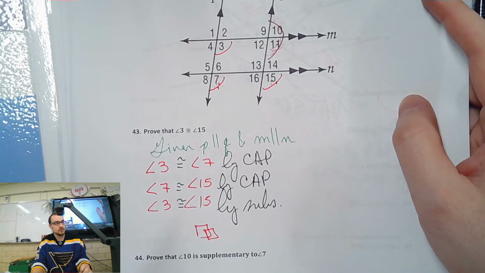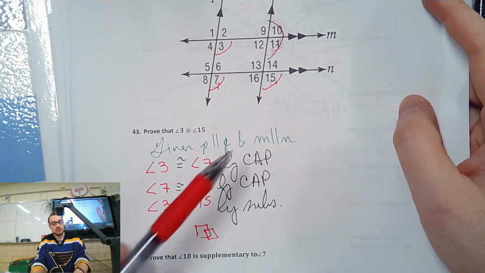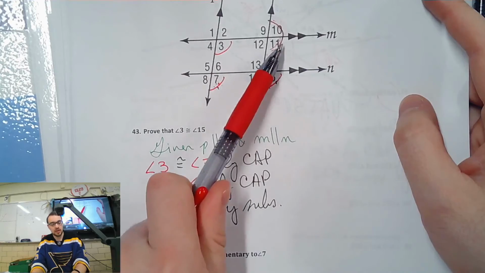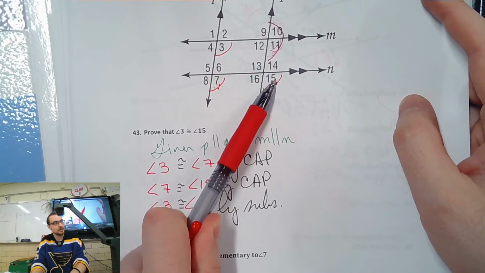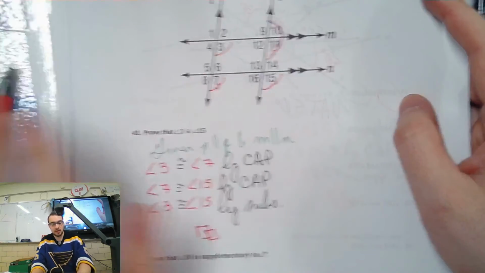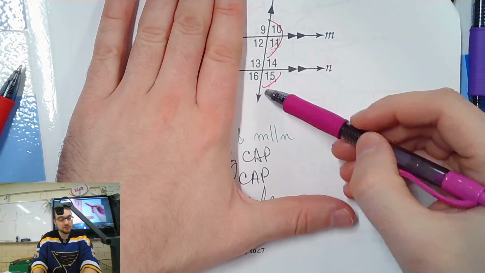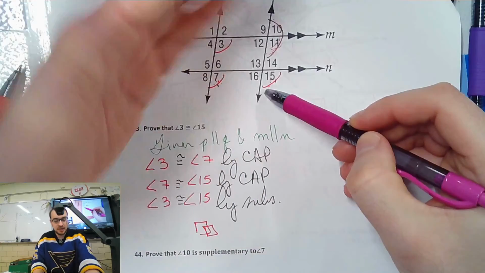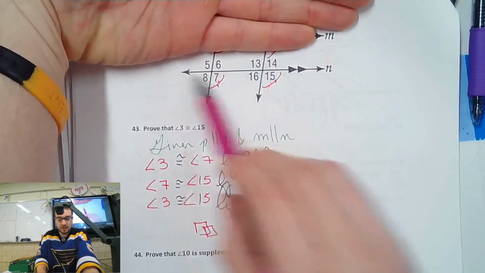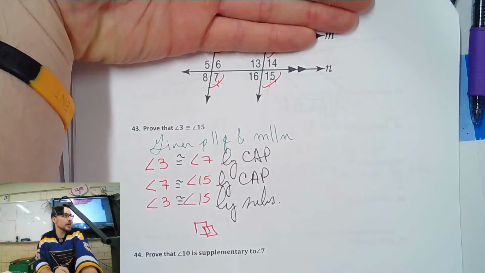What does CAP stand for? Corresponding angles postulate. Corresponding angles, right? Same location, top or bottom right, bottom right. It only works when the lines are parallel. Notice that we have two parallel lines here cut by a transversal, which means 11 and 15 will be the same, right? Here, we have two parallel lines cut by a transversal, which means 15 and 7 will be the same. So CAP works, right?